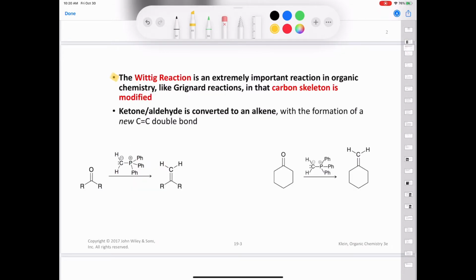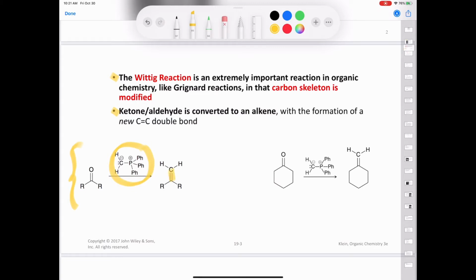The Wittig reaction is very important in organic chemistry because, like a Grignard reaction, the carbon skeleton of a molecule is modified, meaning we're going to form new carbon-carbon bonds. In the Wittig reaction, a ketone or aldehyde is converted into an alkene with the formation of a new carbon-carbon double bond. And I have a couple of examples here. The one here on the left-hand side shows a ketone reacting with this reagent here. This is called a Wittig reagent, and we end up producing an alkene.